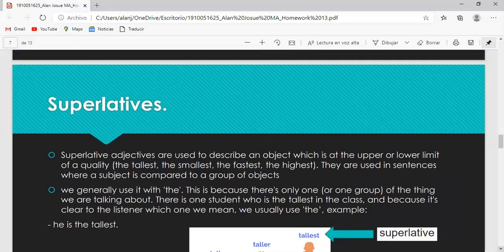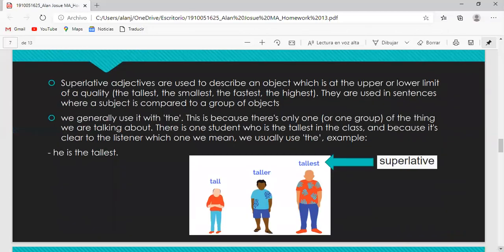Next, superlatives. Superlative adjectives are used to describe an object which is at the upper or lower limit of a quality: the tallest, the smallest, the fastest, the hidden. They are used in sentences where the subject is compared to a group of objects. We generally use "the" with them. This is because there is only one, or one group, of the thing we are talking about.